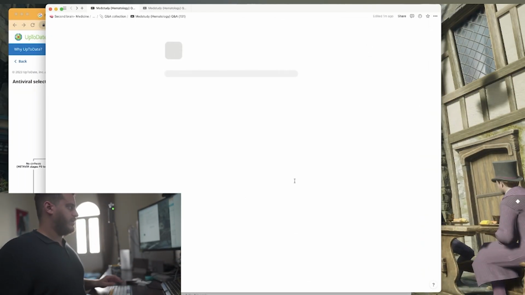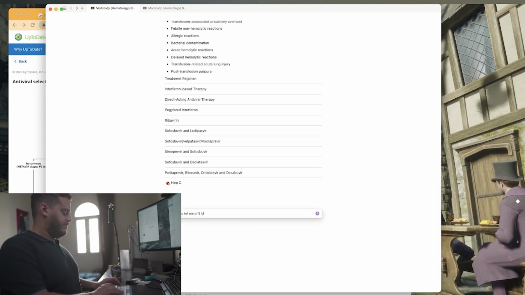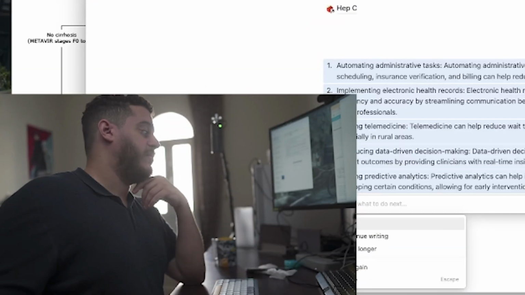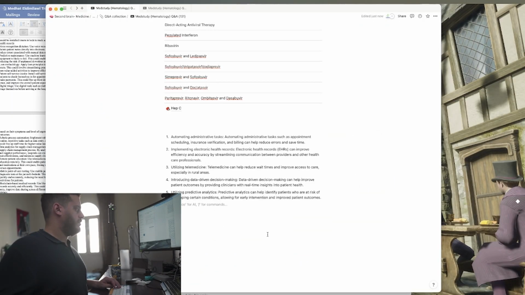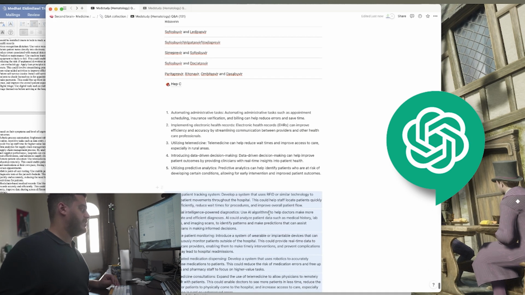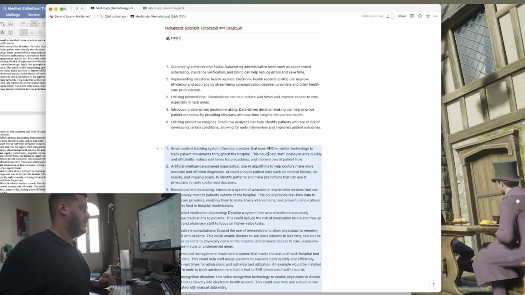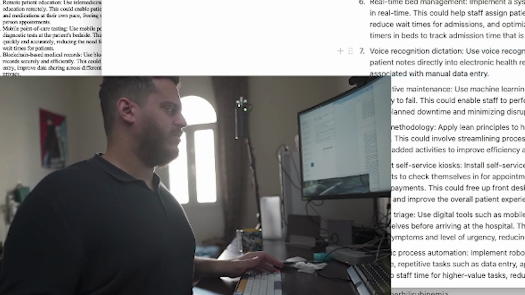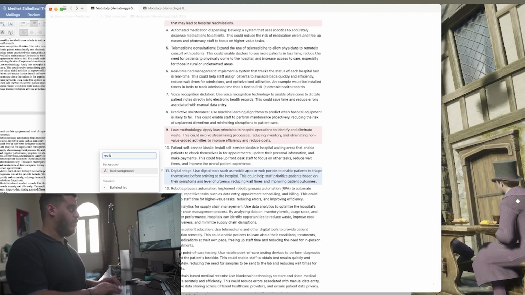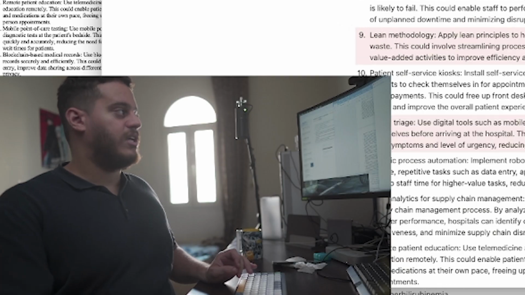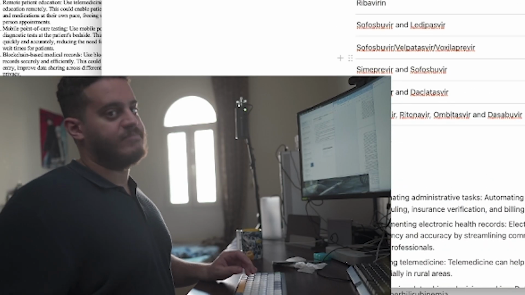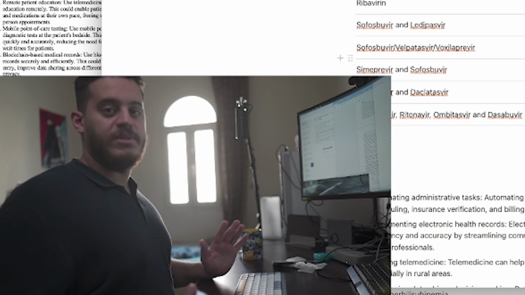Let's start brainstorming ideas. Can you tell me 5 ideas that will improve efficiency and workflow in a hospital? That's very bad. This one is an example made by ChatGPT. Now ChatGPT wins in this. Develop a system that uses RFID or similar technology to track patients' movements throughout the hospital. That is cool, but that's already there. Digital triage was almost an original one, but that is cool. So ChatGPT wins in this one. Notion AI loses.